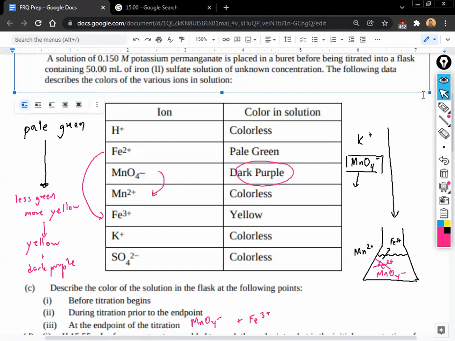All right. Yeah, what's up, Ray? The second one, the ions that are present, we're going to have Fe2 plus transitioning into Fe3 plus, and then we're going to have MnO4 minus transitioning into Mn2 plus. Since Fe3 plus is yellow, you're going to start seeing some yellow, and you're going to see the Fe2 plus get less green. And Mn2 plus is going to be colorless, so we don't care about it. It's right here. This is part 2.